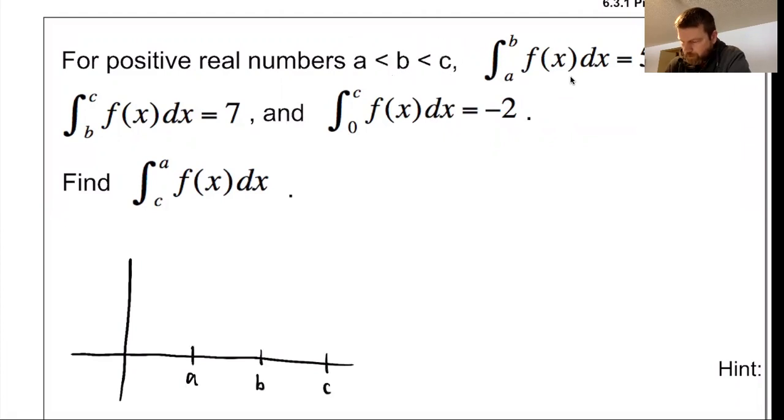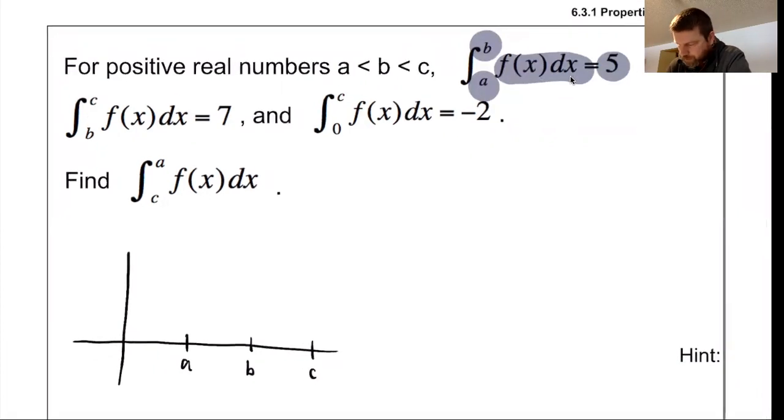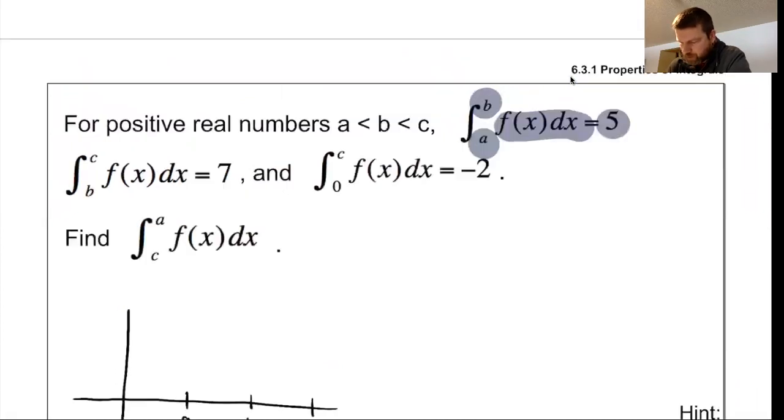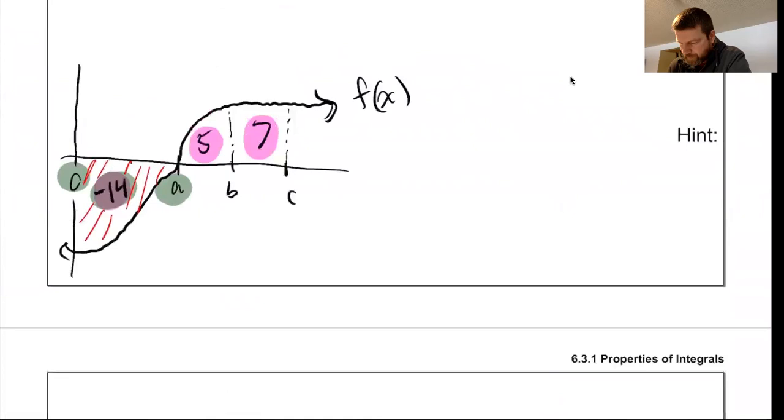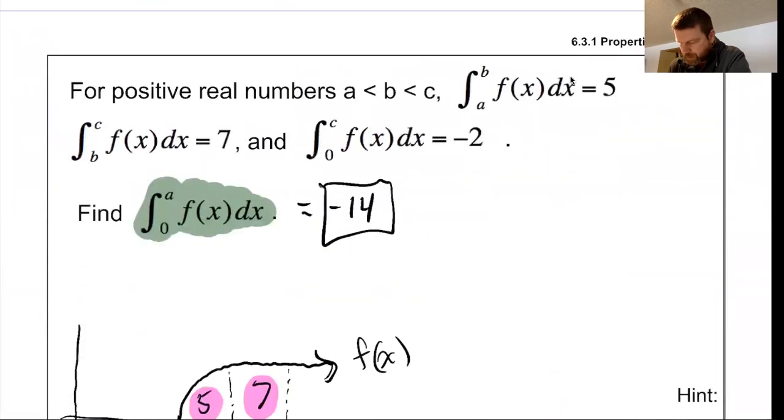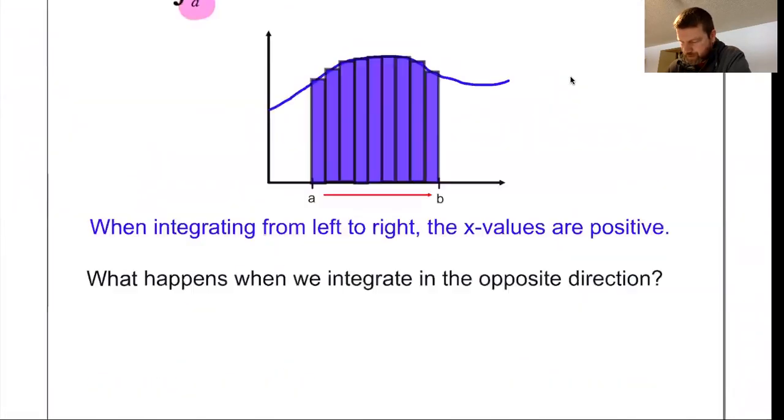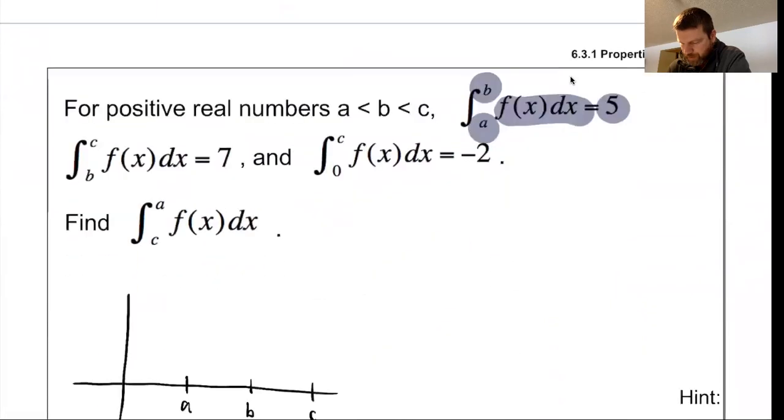And then I'm given some integrals. The integral from a to b of f of x dx is 5. So that's positive. I do have some negatives, but let's see. Is this the same as before? 5 and 7 and negative 2. This is the same one as before, isn't it? 5 and 7. And yeah, look at that. This is the same situation we had before. Let's do the same sketch then.